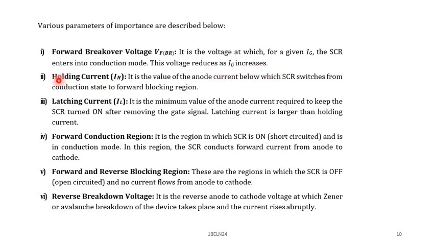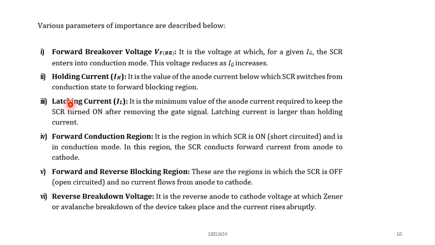The second parameter is holding current. We'll denote it as IH. It is the value of the anode current below which the SCR switches from conduction state to forward blocking region. As I mentioned, conduction state means the SCR is in the on state, and the forward blocking region means the SCR is in the off state. So it switches from on to off. The minimum current required to maintain that is called the holding current.